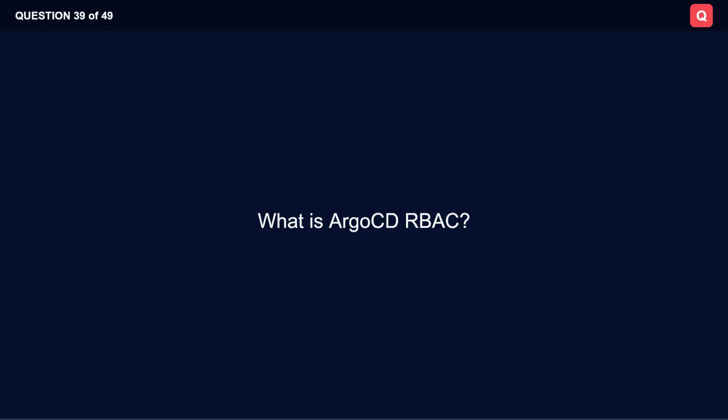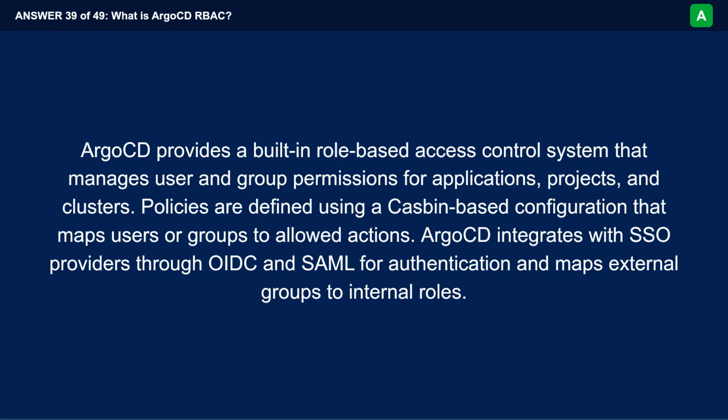What is ArgoCD RBAC? ArgoCD provides a built-in role-based access control system that manages user and group permissions for applications, projects, and clusters. Policies are defined using a Casbin-based configuration that maps users or groups to allowed actions. ArgoCD integrates with SSO providers through OIDC and SAML for authentication and maps external groups to internal roles.